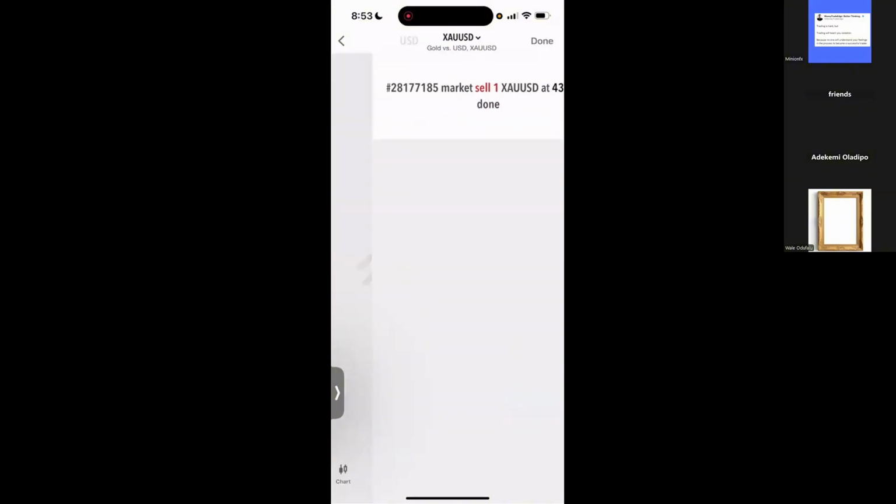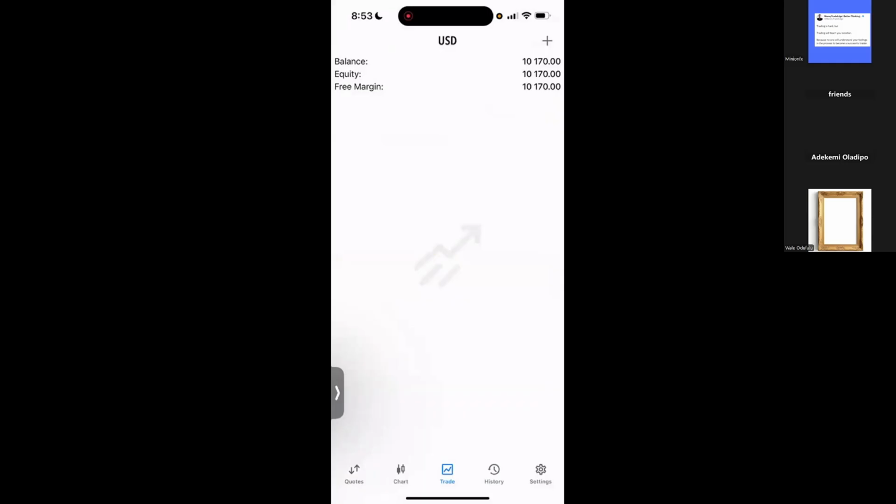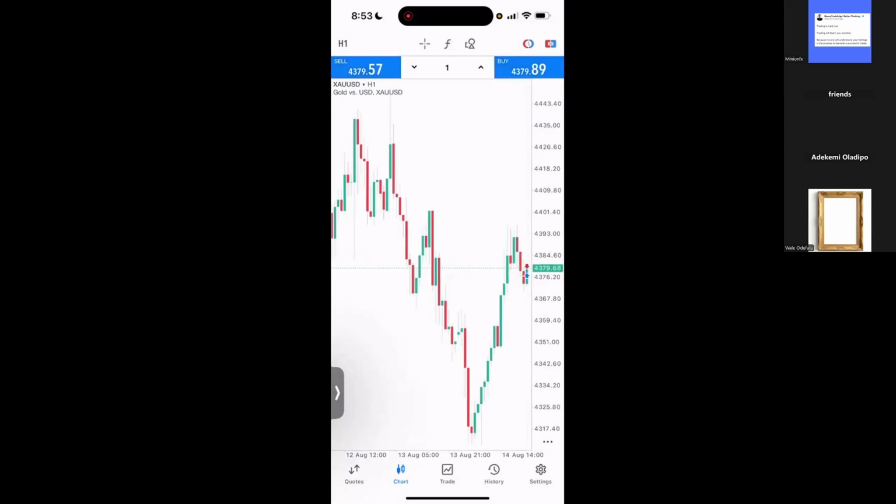See that close? Bam. You've made $170. You can see now you have 10,170. Was he not losing money before? Where did the 170 come from? It has turned to profit now. I went into profit before we closed out. You were seeing blue just now, weren't you? The trade moved in your direction. Go to chart, you will see it. It went up.